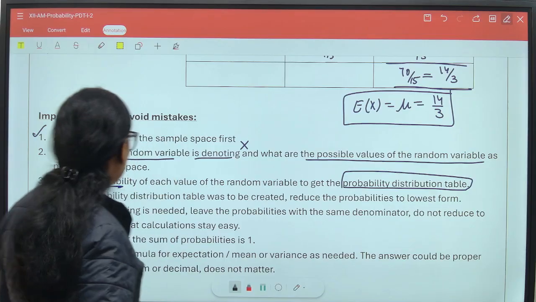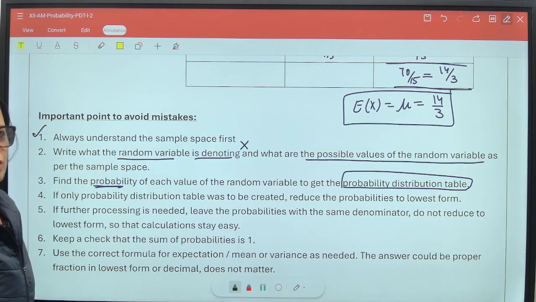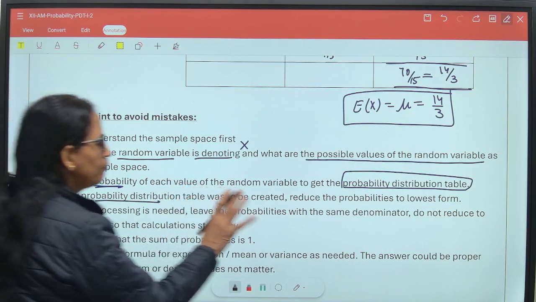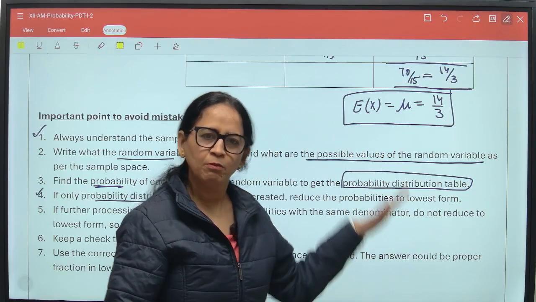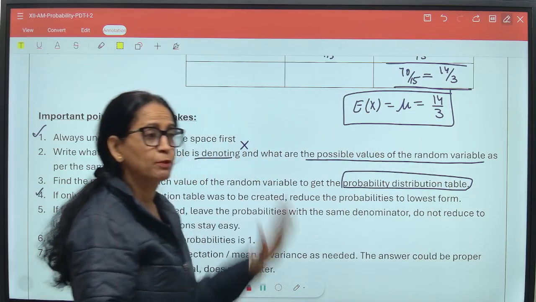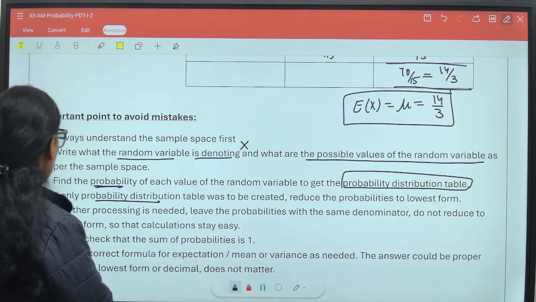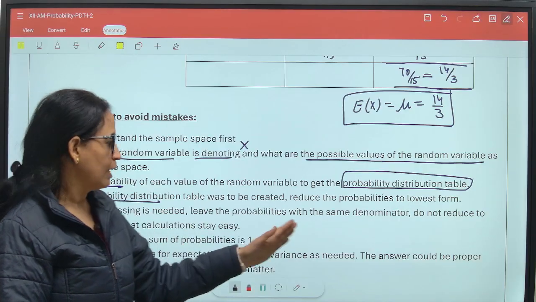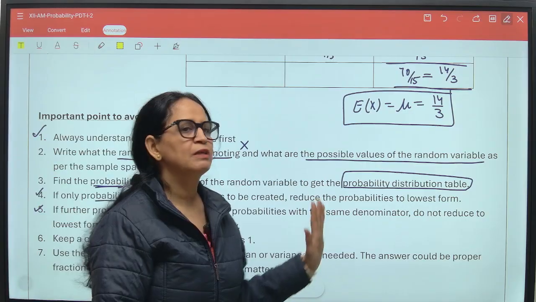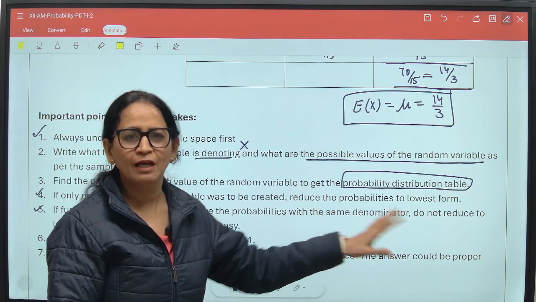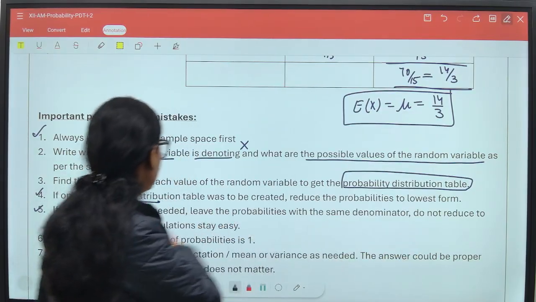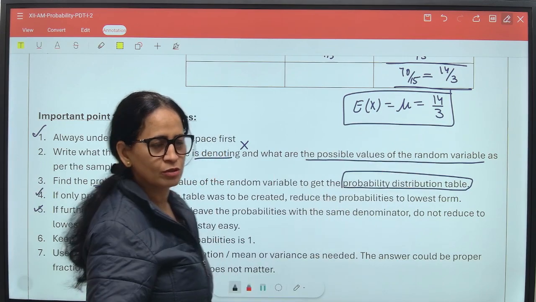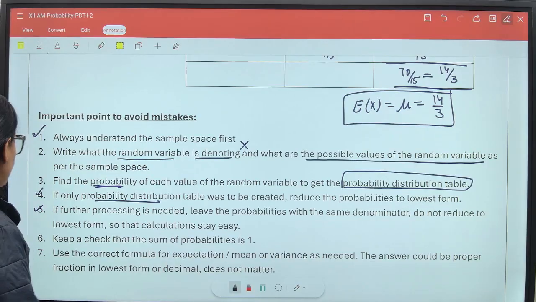Once you are done with the probability distribution table, most of the work is done. If the question asked you only for the probability distribution table, then you just reduce all the probabilities to lowest form and leave it there. That's it. But the probabilities should be in the lowest form. And if you need to further find the expectation or the variance or standard deviation, then you may leave the probabilities with the same denominator so that your calculations become easier. Do not reduce to lowest form in the distribution table because you need to find the expectation and variance also. So let it be. Same denominators will help you.